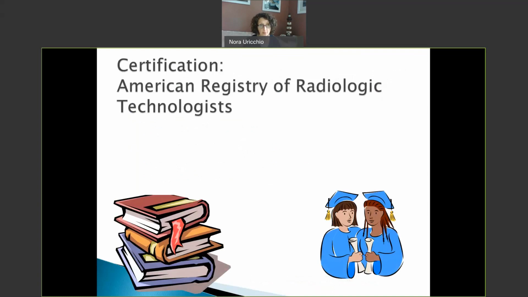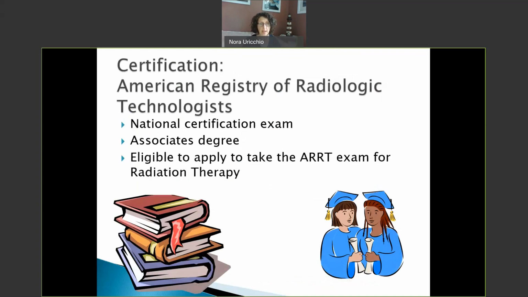Once students graduate from our program, they then need to apply to sit for a certification exam. It is a national certification exam, so once you pass this exam, you can work anywhere in the country. You do need an associate's degree to take this exam. And again, you are eligible to apply to take that exam for radiation therapy once you graduate.